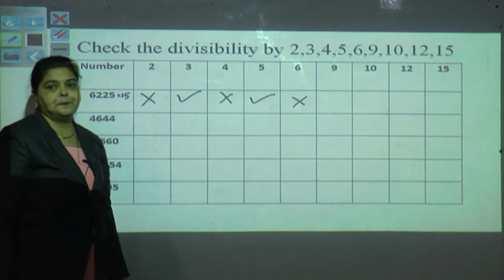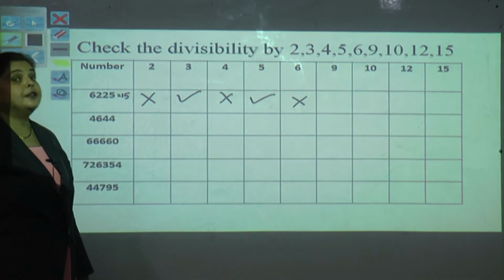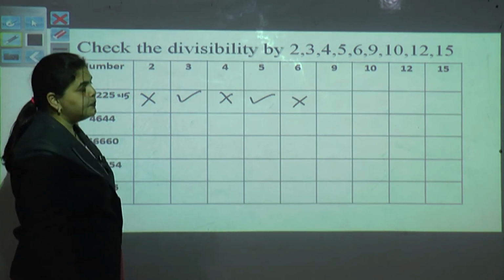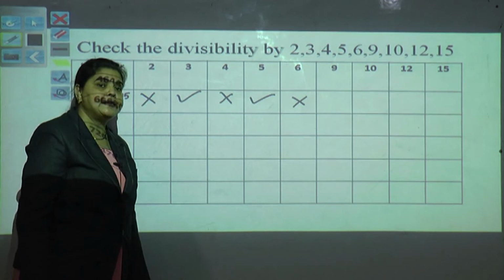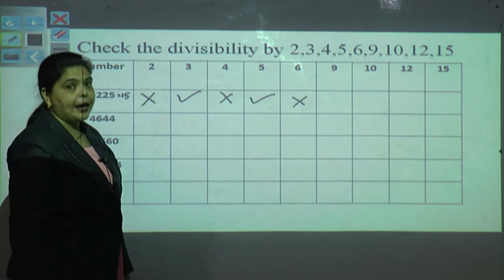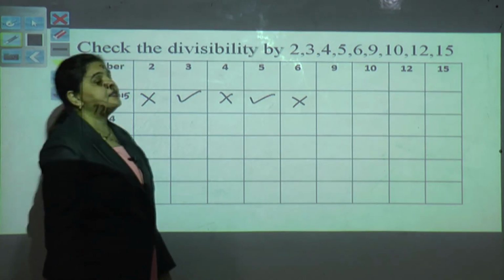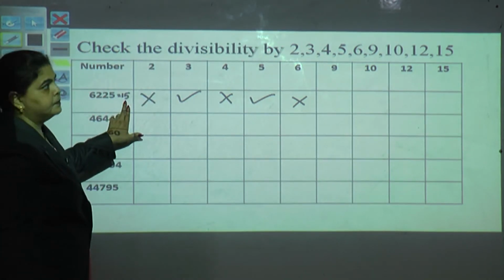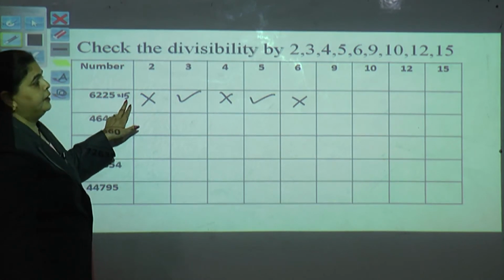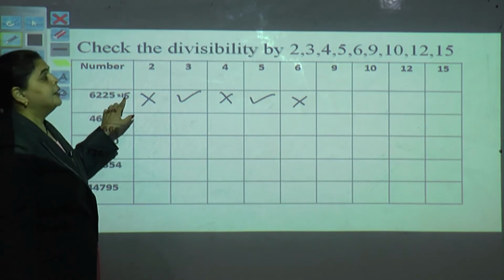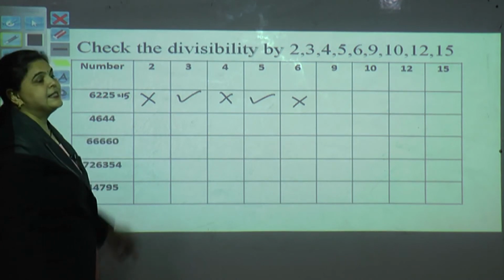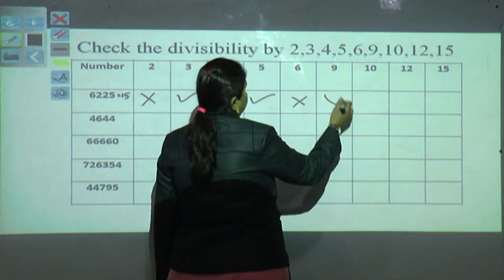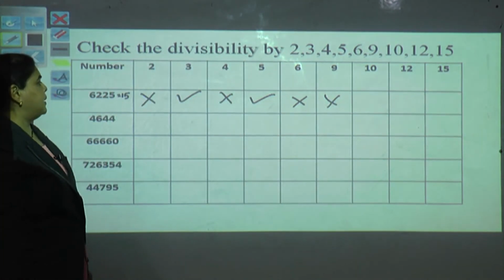What about 9? Again, just recall, similar to that of 3. The sum should be divisible by 9. The word sum means we have to go for addition of the digits. What is the sum? Yes, 15. Already I had written here, because 5 plus 1 is 6. Is that possible? No. So again we can say it is not divisible by 9.